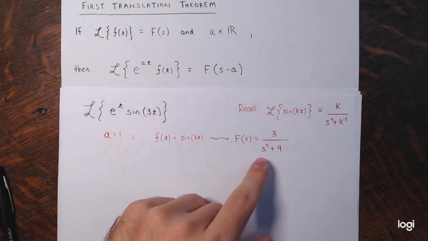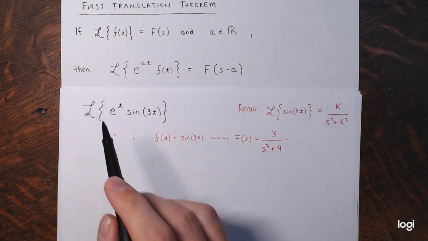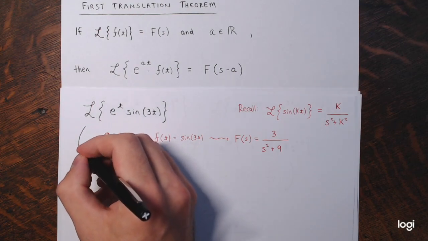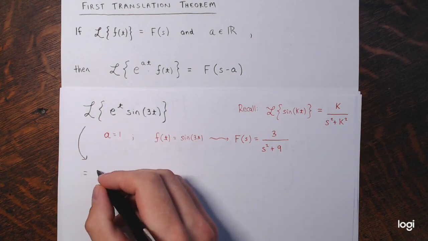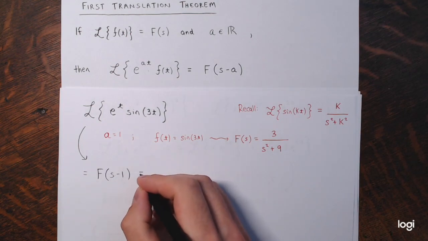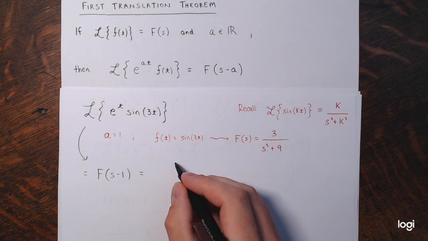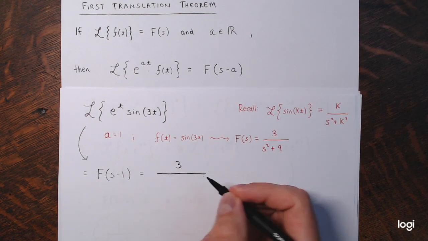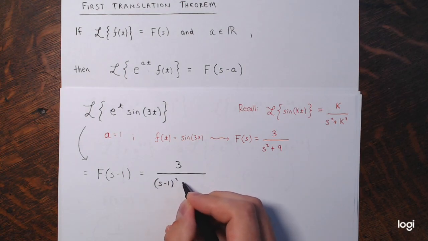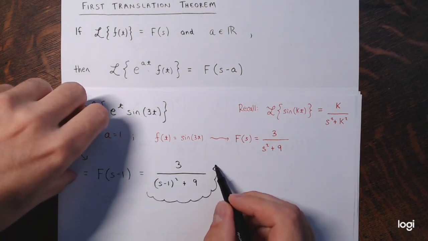And then all I'm doing, according to the theorem, is replacing s with s minus 1 when I'm trying to find the Laplace transform of e to the 1t times the sine of 3t, right? This is equivalent to, according to our theorem, F of s minus 1. So, again, just take this, replace all the s's with the quantity s minus 1. So this will be equal to 3 over, and then instead of s squared plus 9, it's s minus 1 squared plus 9. And this is totally fine. You can leave it like this.